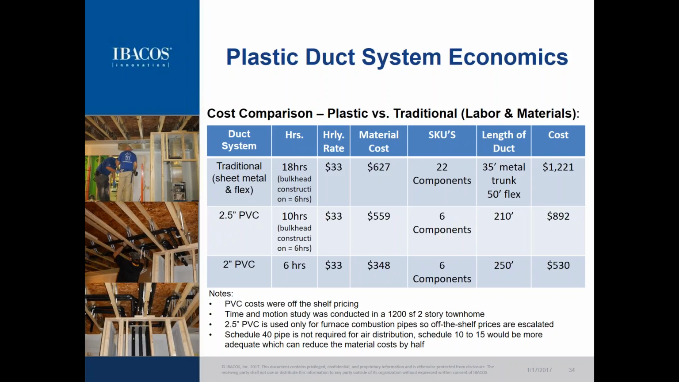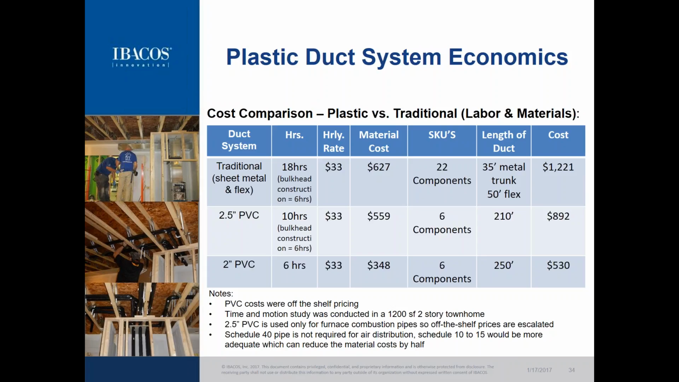If you look at the amount of components or SKUs each system has, we're looking at reducing from a traditional of 22 components down to 6 components. And then obviously the length of duct does increase with the small diameter, because for some rooms we may need 2 runs instead of 1. So the length of duct increases, but the overall cost decreases. So we believe we have a cost advantage for looking at plastic duct materials.